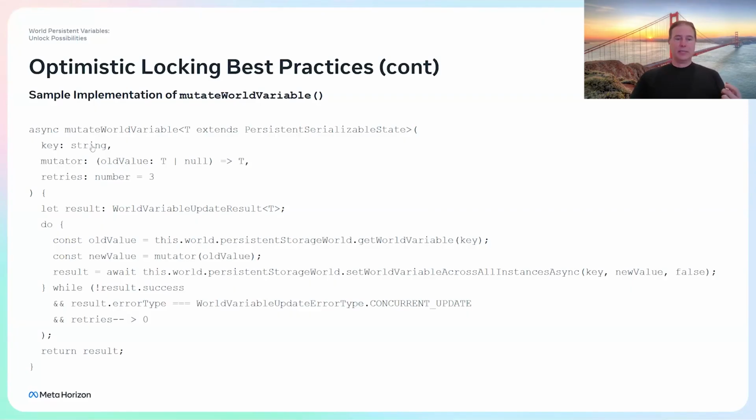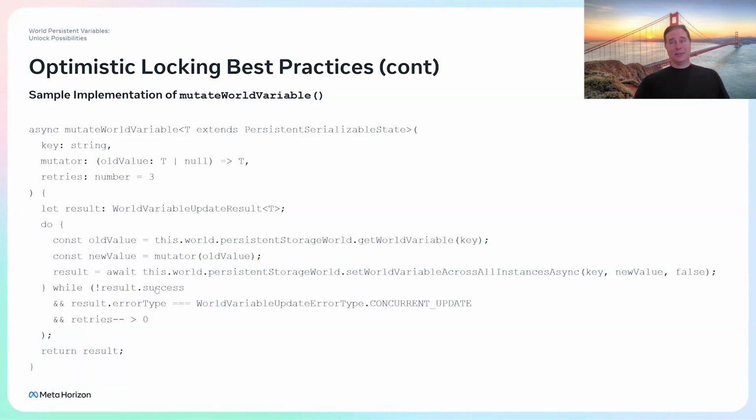We'll take the key for the variable you want to update. This is that mutator function, maybe some default number of retries. Basically what it's going to do is get the cached world variable for that key, the old value. It's going to call the mutator with that old value to get the new value. And then it's going to call this asynchronous set world variable with don't allow concurrent overwrites of false, and that's going to give us some result. So this will potentially take a little bit of time because this is an asynchronous function. It returns a promise, but eventually we'll get the result.